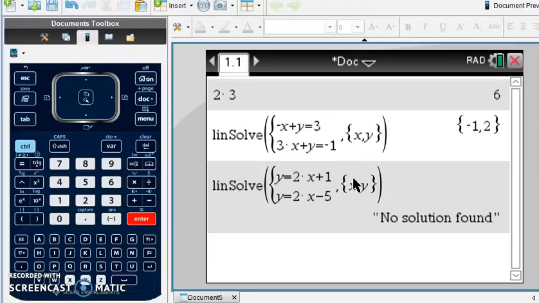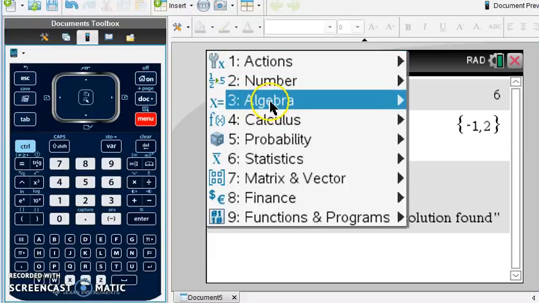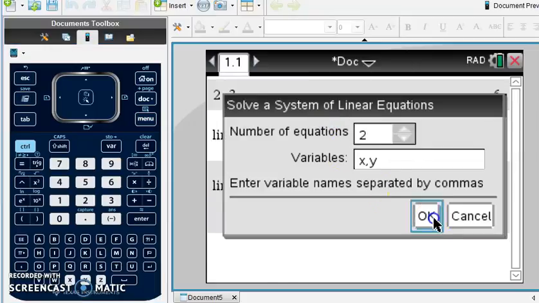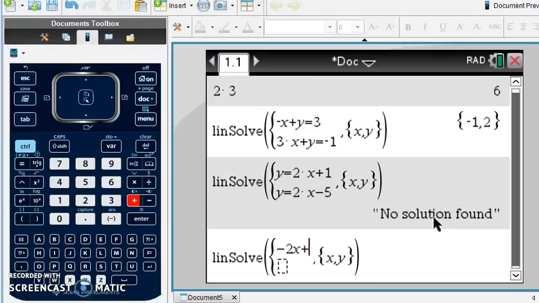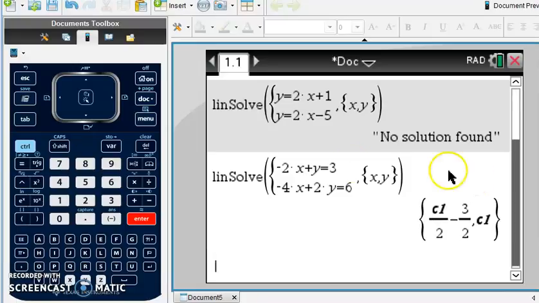But you probably already know there is a third possibility. You might have a system that has infinitely many solutions. This is what it's going to look like on your calculator. So let's type in another one. Negative 2x plus y equals 3. Let's say I have negative 4x plus 2y equals 6. This is a system that has infinitely many solutions. What it's done here is define the solutions in terms of the variable c. So if I were to say, okay, c1 equals 5, I could type in 5 here, plug in 5 here, and get one of the many possible solutions. Like I said, this tells us that there are infinitely many solutions.